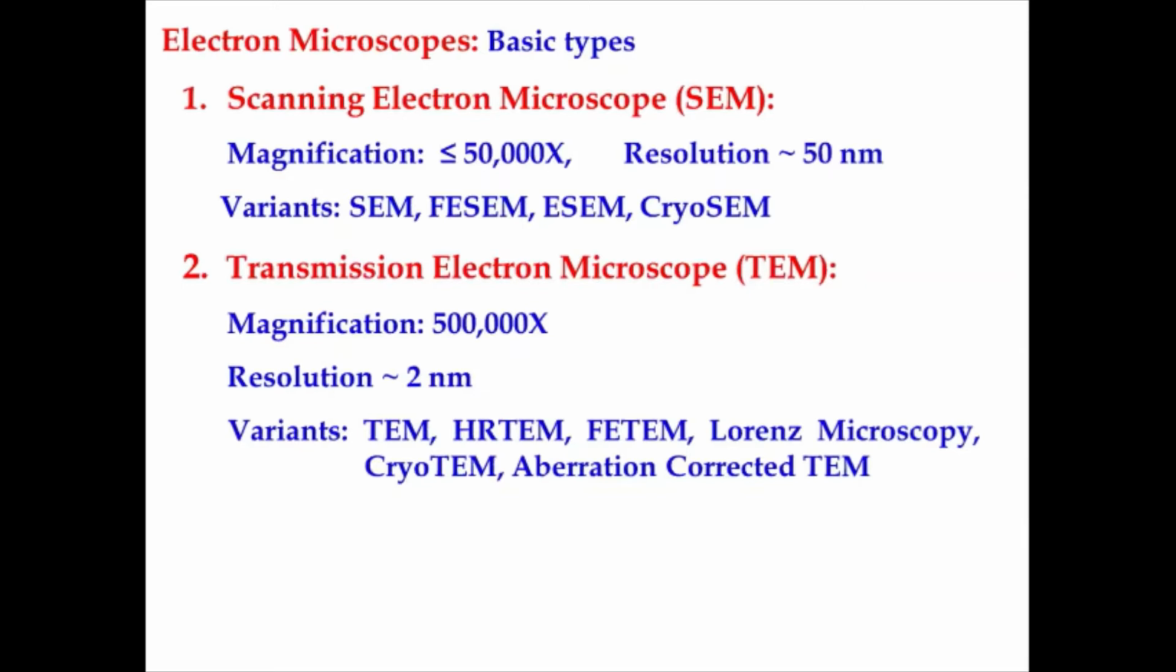cryo scanning electron microscope. The transmission electron microscope has different variants, like we have an HRTEM or we have a Lorentz microscope. In particular for magnetic samples or magnetic materials, we cannot use the traditional or simple transmission electron microscope. We have to have Lorentz lenses in the column, so that is called Lorentz microscopy. And for biological samples, we have a cryo-TEM, and the recent development is the aberration corrected TEM.